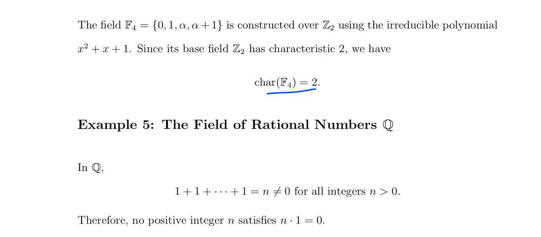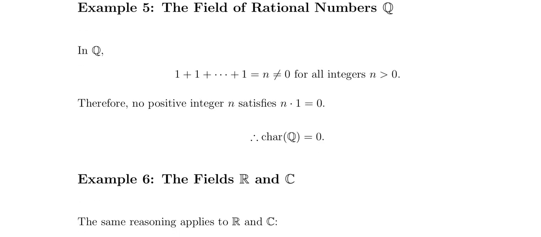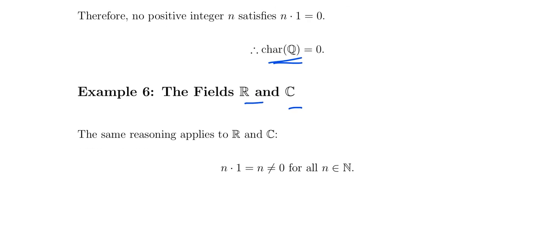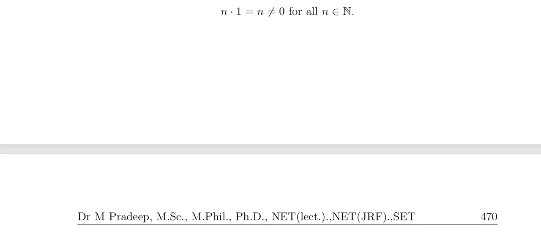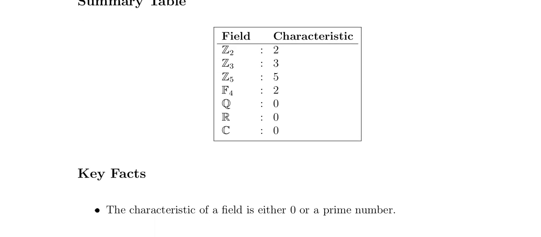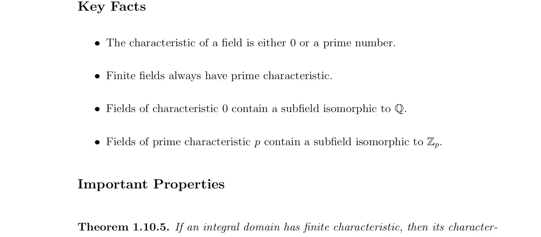Similarly, the field of rational numbers Q: 1 plus 1 plus and so on, n times, never becomes 0. So no positive integer n exists for the field Q, so the characteristic of Q equal to 0. For the fields R and complex numbers C, such an n also does not exist. So the characteristic is 0 for the sets of real numbers and complex numbers. We have made this table, and the characteristic of a field is either 0 or a prime number. That is the idea from the table.